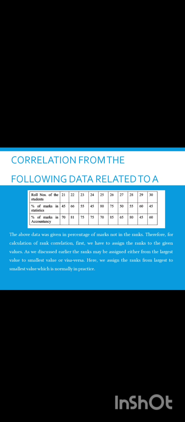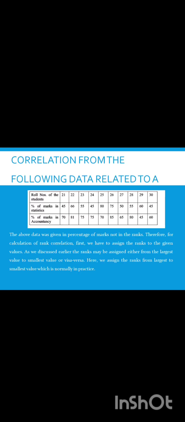From here we can see that the above data was given in percentage of marks, not in ranks. Therefore, for calculation of rank correlation, first we have to assign ranks to the given values. As we discussed earlier, the ranks may be assigned either from the largest value to the smallest value or vice versa. Here we assign the ranks from largest to smallest value, which is normally the practice.